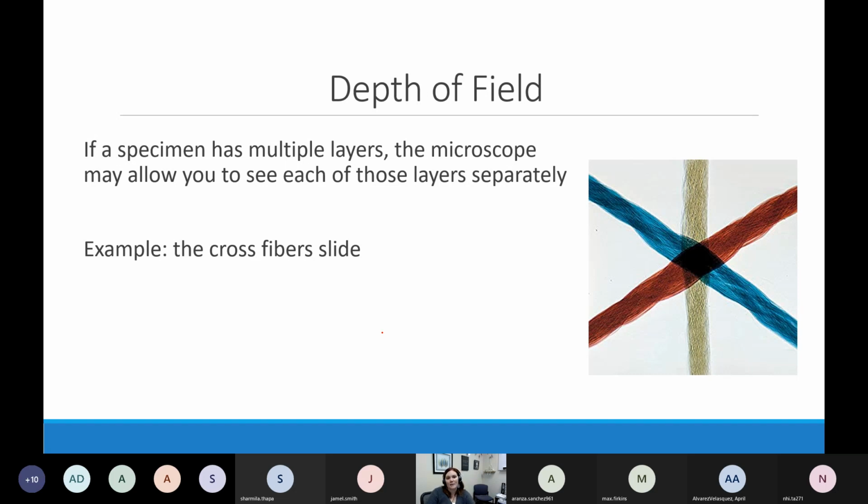So you may find sometimes when we're working with slides in the lab that you'll have to roll through that fine adjustment knob to play around in the depth of that slide. Maybe we can only see part of the top layer, but a little bit lower is the tissue we're looking for. The depth of field is how deep in your slide you can see.